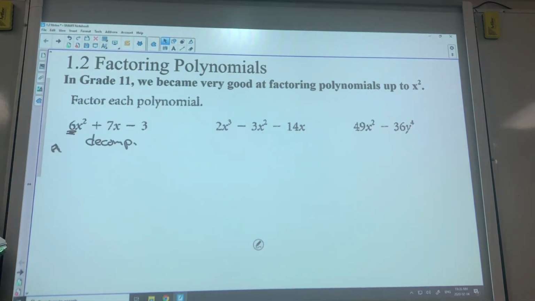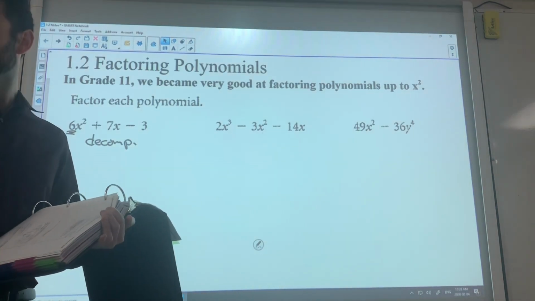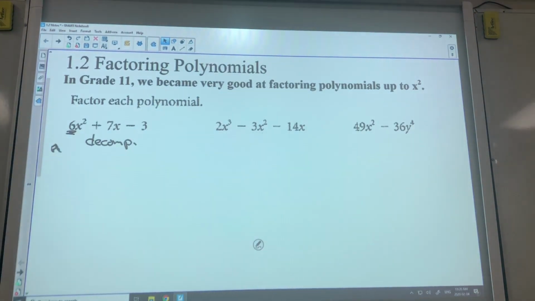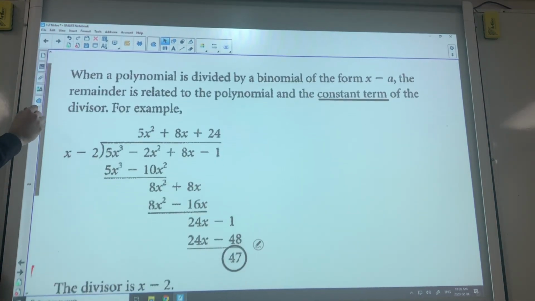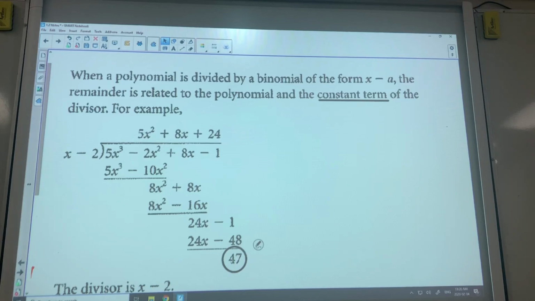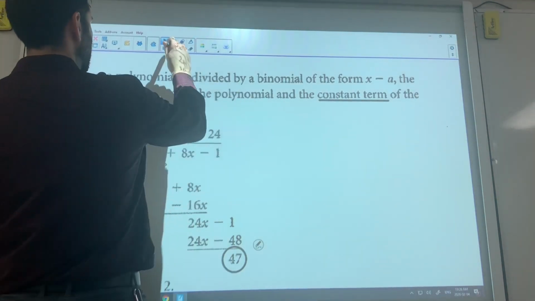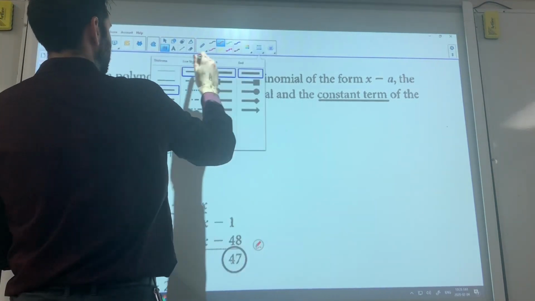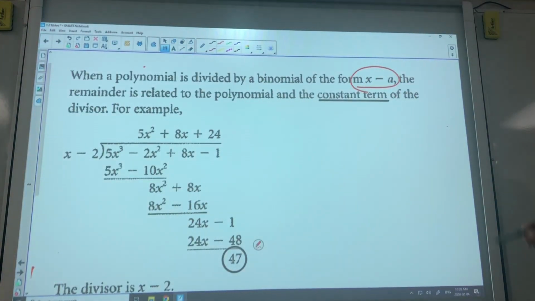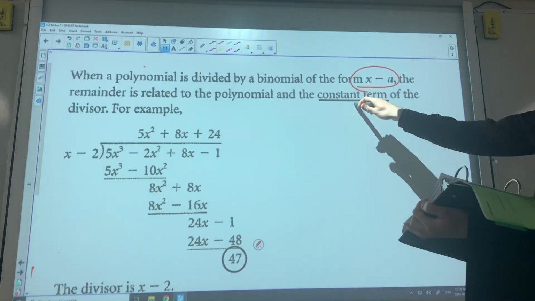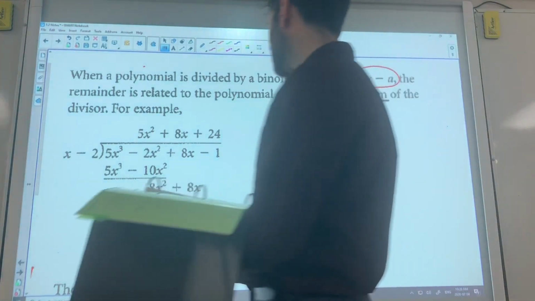So now, what if I gave you something that had an x to the 3 in it? And I said, okay, factor it. Right? Well, that's what we don't know yet. We're going to learn how to do that. But it has something to do with synthetic division. So let's look at a long division question from yesterday. When a polynomial is divided by a binomial in the form x minus a, that's in this format, the remainder is somehow related to the polynomial and the constant term of the divisor.